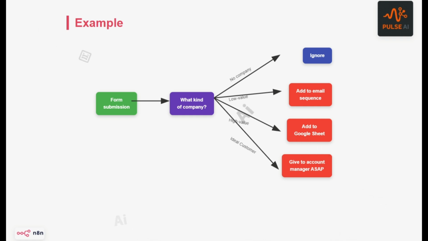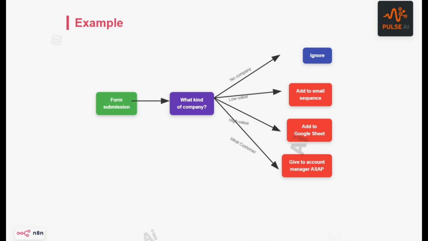If it's a low-value company, we can add the person submitting the form to an email sequence. If it's a high-value company, we can add the information to a Google Sheet. And if it's an ideal customer, then we can give this information to an account manager ASAP. So the data transfer explains itself.